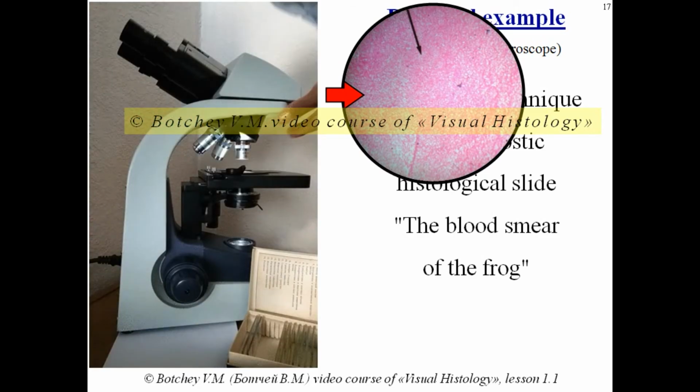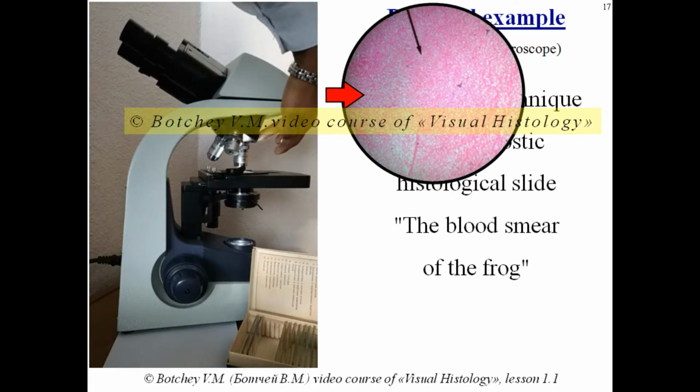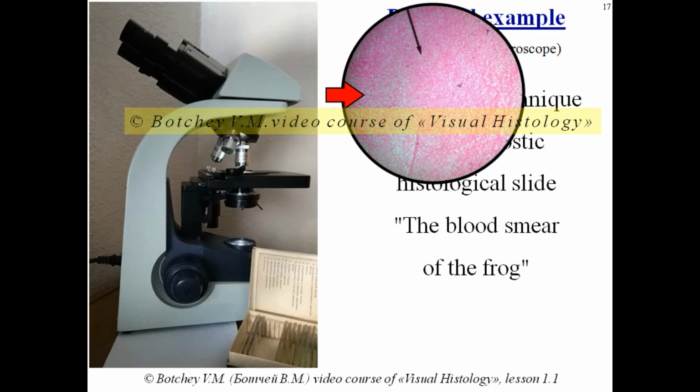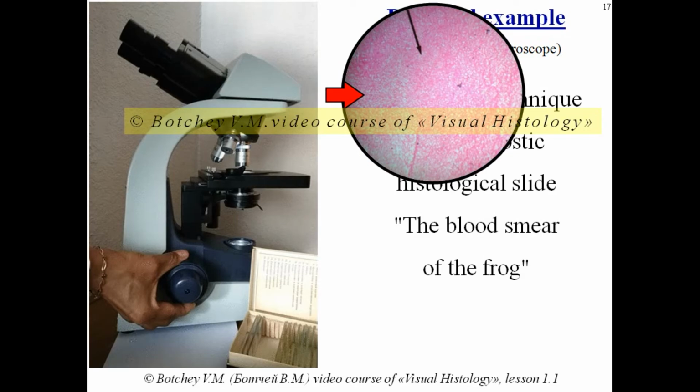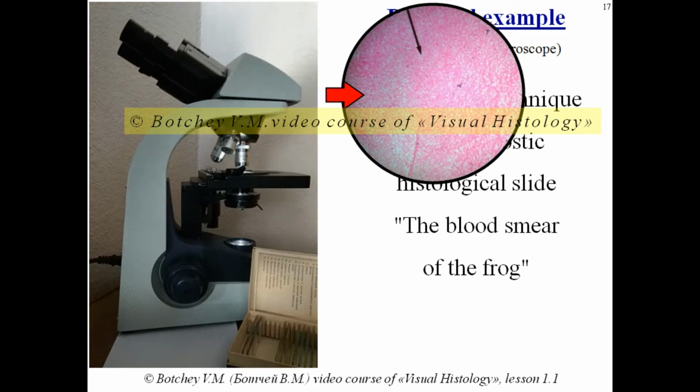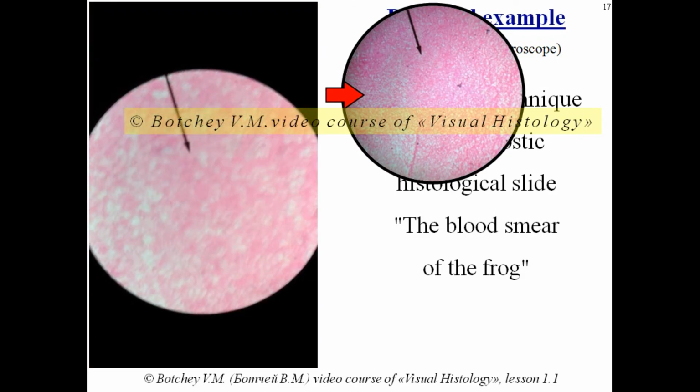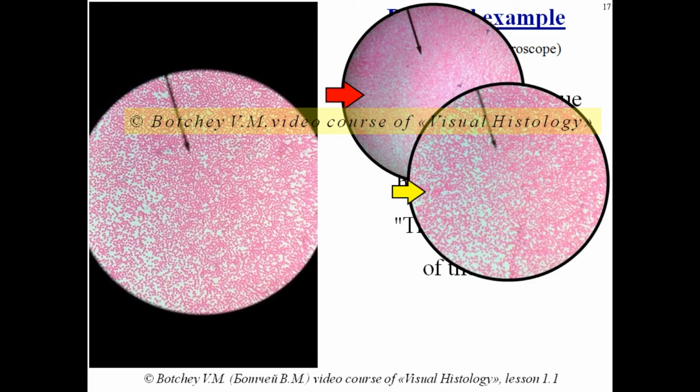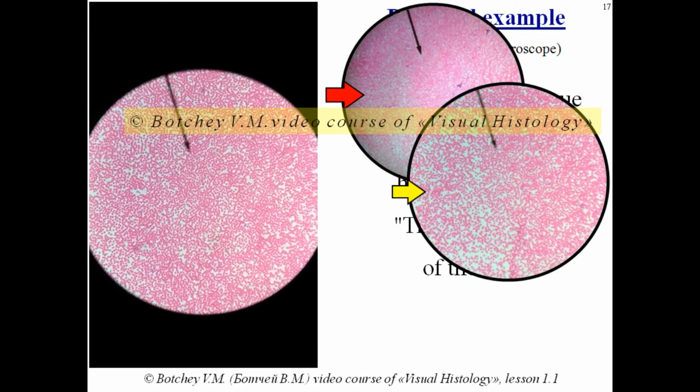Step 2. With the revolver, set the objective lens of middle magnification. Looking through the ocular and working with the coarse adjustment knob, adjust a clear and focused image. And again, we evaluate its quality. Now we'll select a site for the next study at large magnification, for example this one.